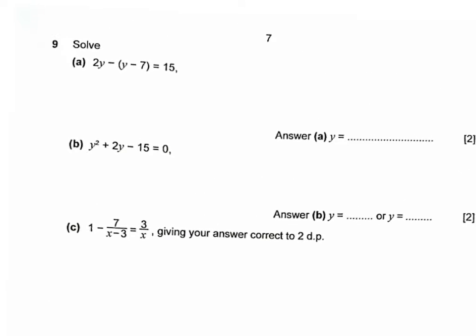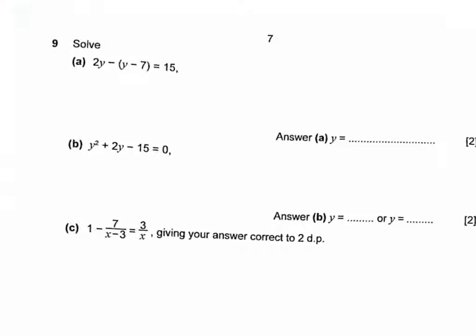Okay, next question, we have to solve. There is no number next to the bracket, meaning there is a 1, so just remove the bracket. You have 2y. Negative 1 times y is negative y. Negative 1 times negative 7 is positive 7 equals 15. This will give you y plus 7 equals 15. Collect like terms, so y is 15 minus 7, meaning that our y is 8.